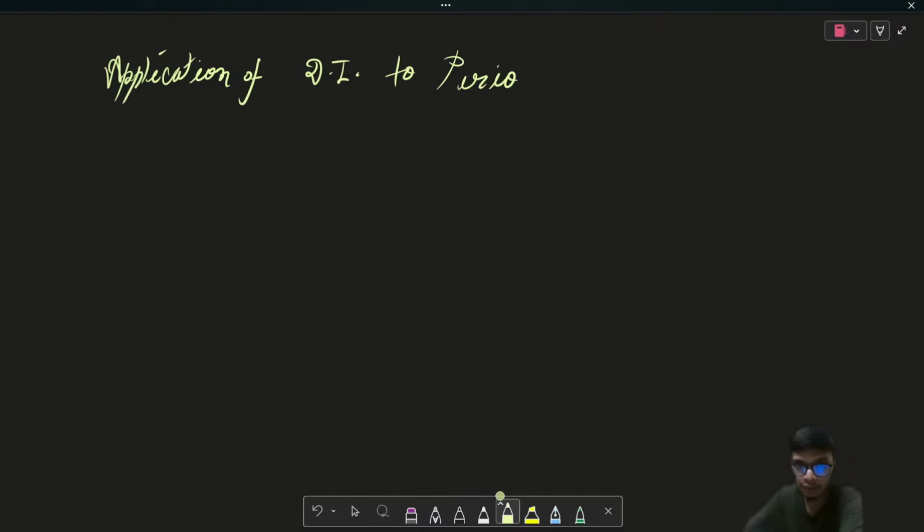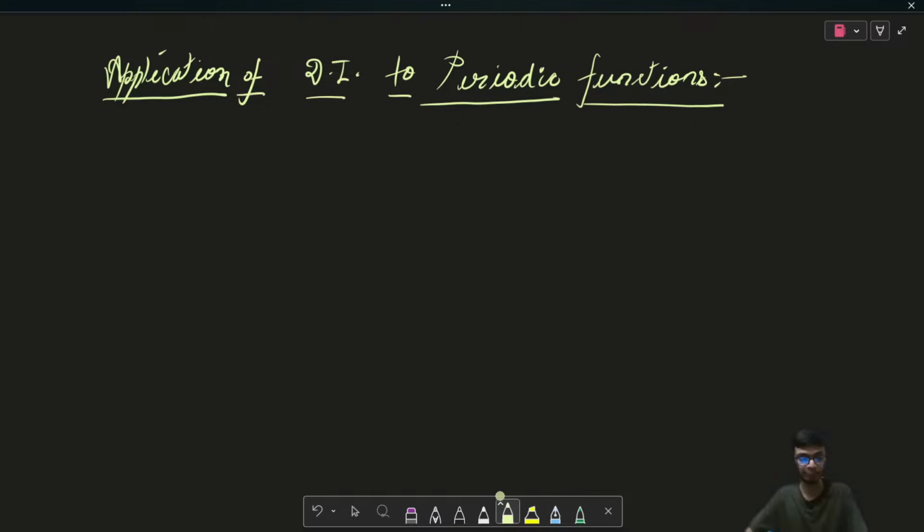Okay, so let us quickly discuss the periodic function. In this particular session I'm going to cover the basic properties of the periodic function, and in the next upcoming session we're going to discuss other important questions on periodic functions as well, right?